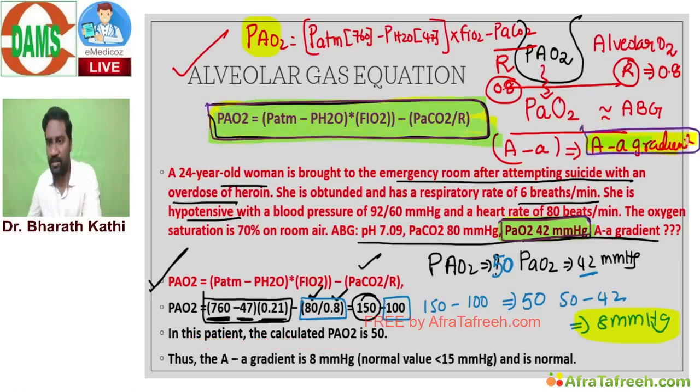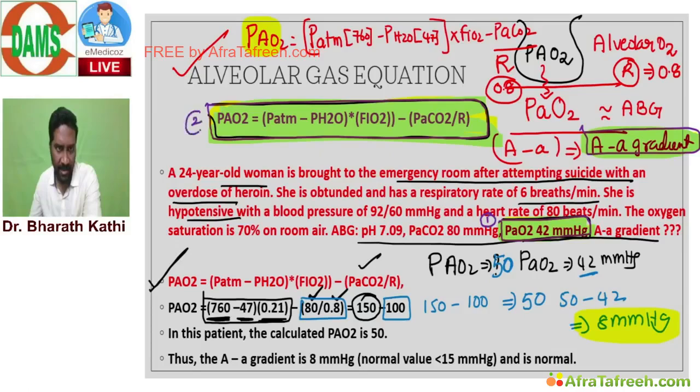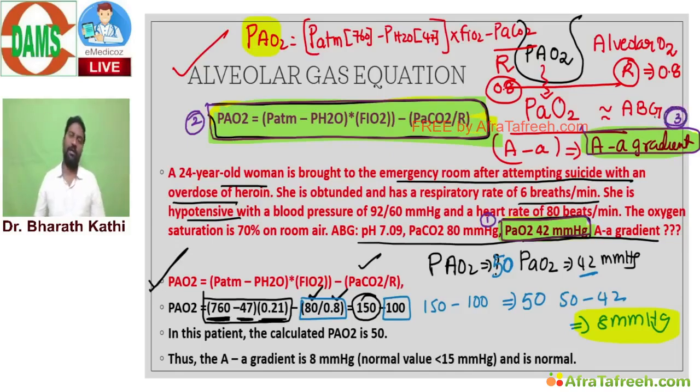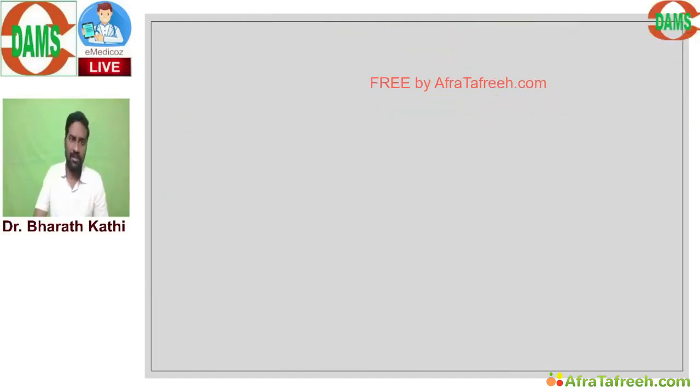This is what I say to all my residents. So in an ABG, just don't see the oxygen. Always calculate alveolar oxygen. Don't just see the arterial oxygen. Calculate the alveolar oxygen and also calculate the gradient. It will give you so much information. Now, why this AA gradient is very important, I will let you know in the next slide.